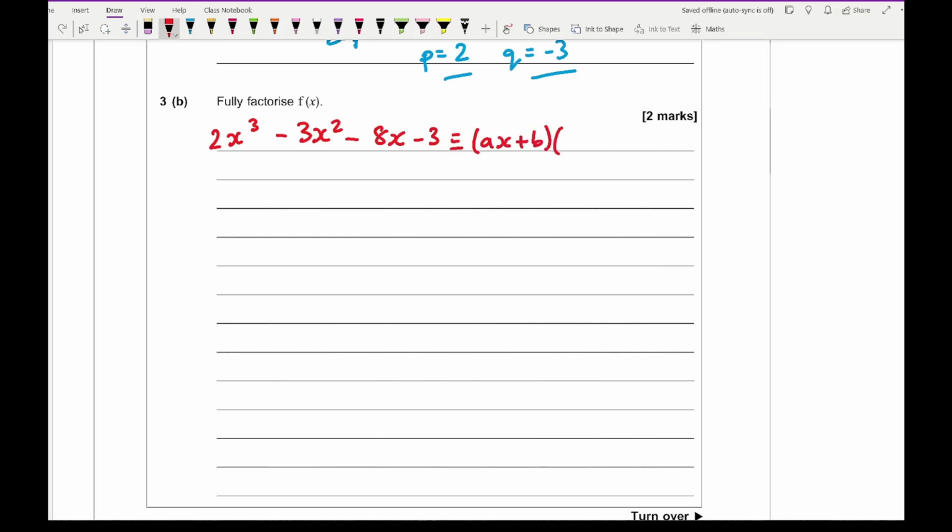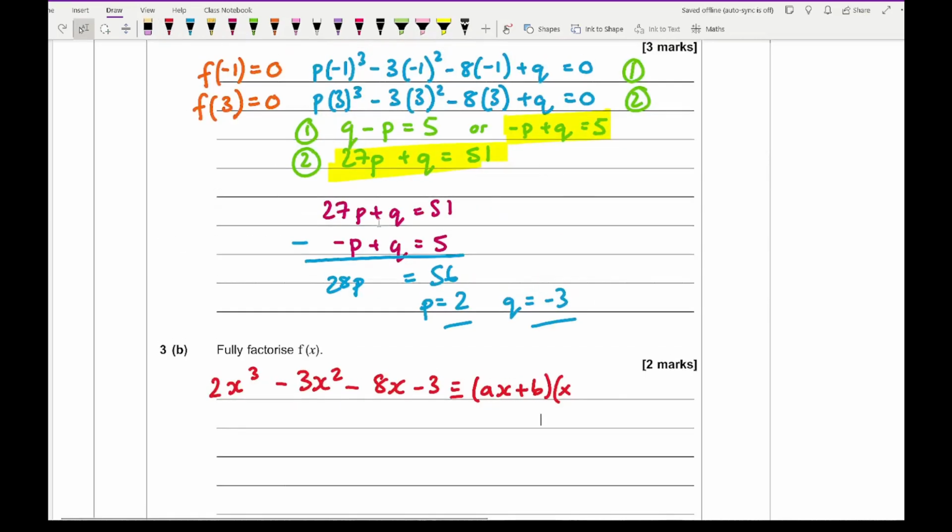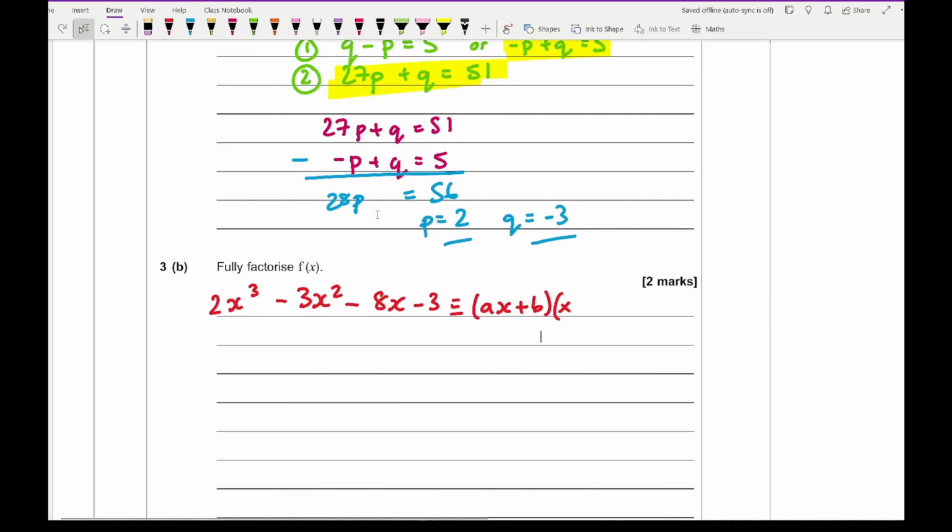but we do know that the other two terms are, if I just go back up the question, x plus 1 and x minus 3. So then if I expand these two things out, I get x squared minus 2x minus 3, and I've got ax plus b.